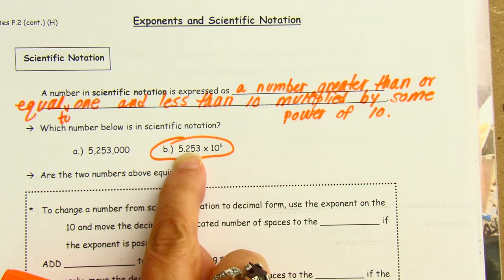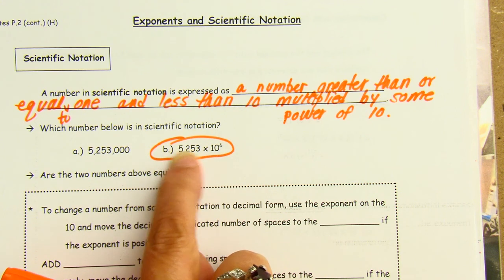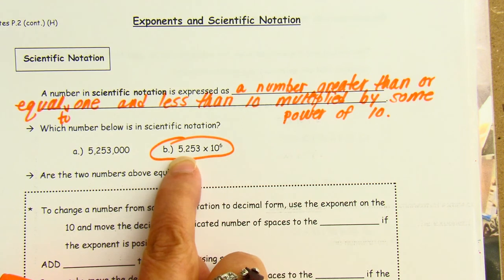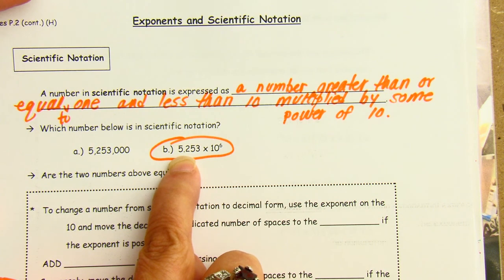5.253 is a number that is greater than, but not equal to 1, and it is less than 10. So you can't have some number times 10 to the power of something if it's a number that's bigger than 10. It's always got to be some number between 1 and 10 multiplied by some power of 10. So we're going to have something like 1.2.